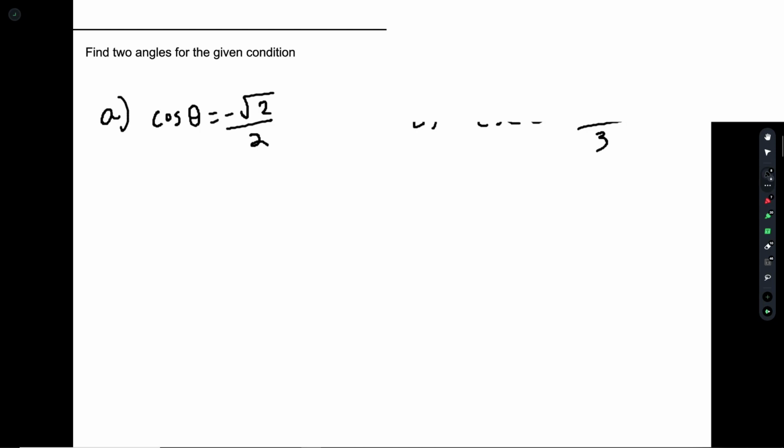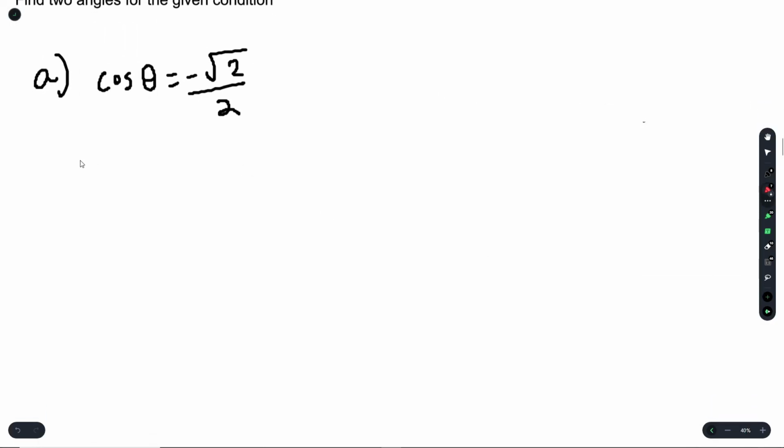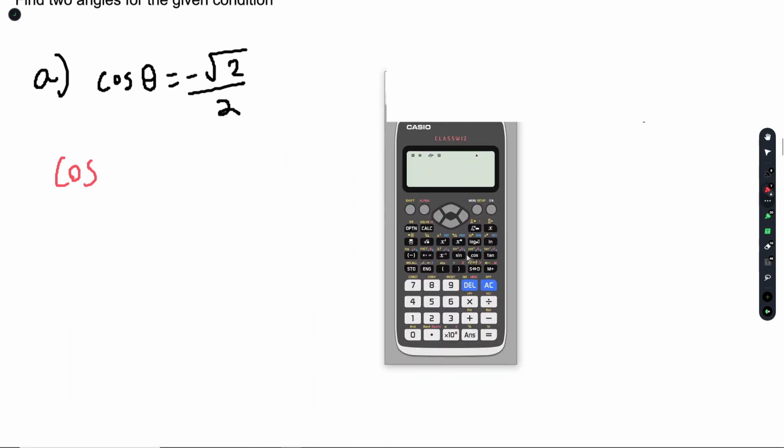On to the next type of question. They're asking us to find two angles for the given condition. The way you solve this is first you do shift cosine so you can get the angle. So you do shift cosine of negative radical 2 over 2, because you need the angle first.